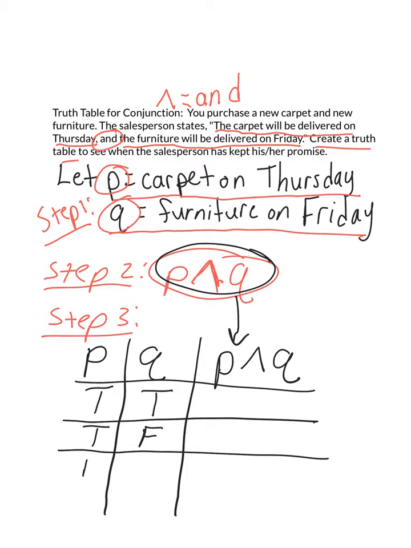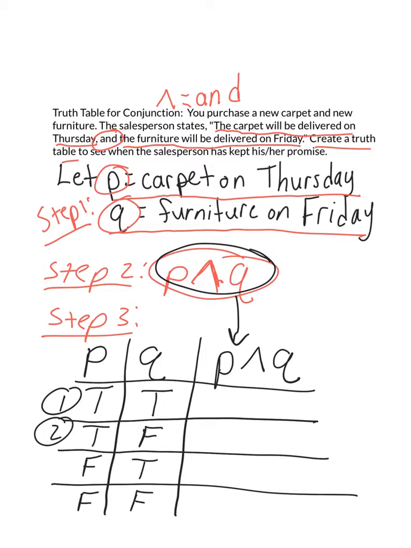The third row, vice versa. P could be false, Q could be true. And finally, the fourth row, both ideas could be lies and be false. That's just setting up the truth table. So every single time you have a P and a Q, the first row will be TT, the second row will be TF, the third row will be FT, and the fourth and final row will be FF.